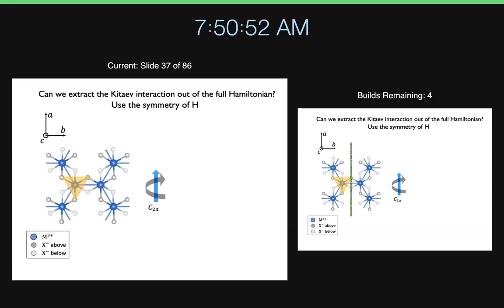And another symmetry that one has to look at is related to which direction I put the magnetic field in to get the finite thermal Hall conductivity and so on, which will depend on this. So the question is, can we extract the Kitaev interaction out of this full Hamiltonian?